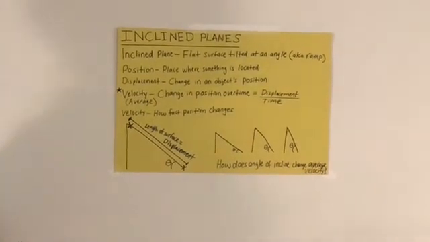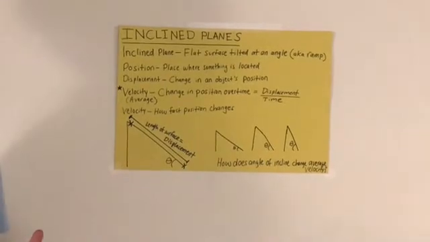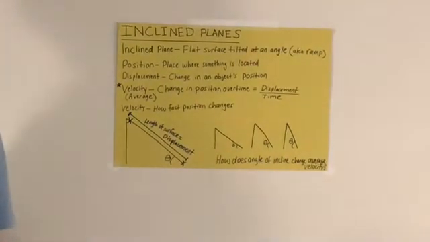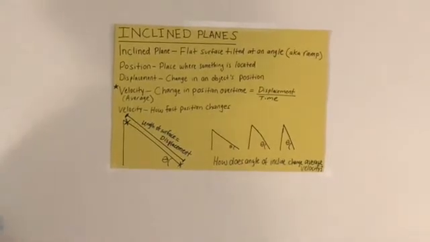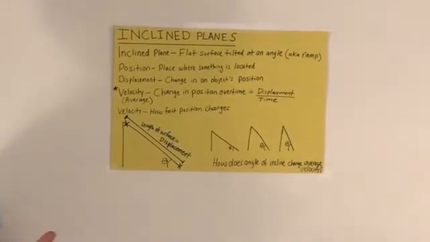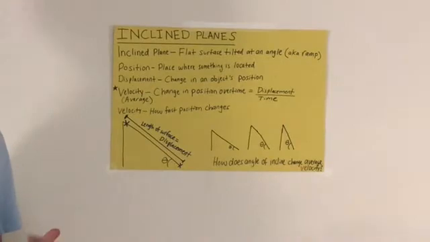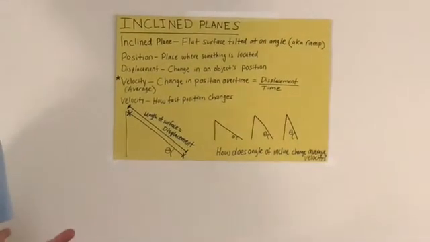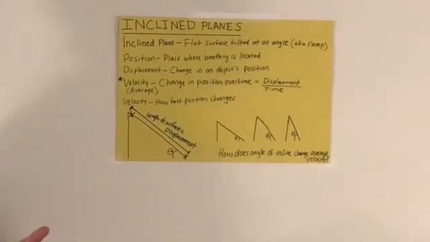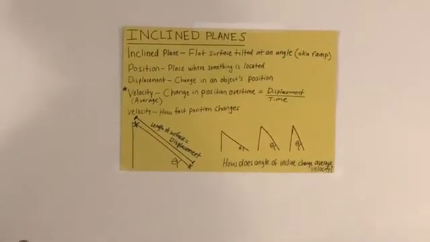In general, velocity just describes how fast an object's position changes. But we're more concerned with the average velocity. An average velocity is just the total change in position over time. So it's given by displacement over time. And we're going to be looking at that for inclined planes.